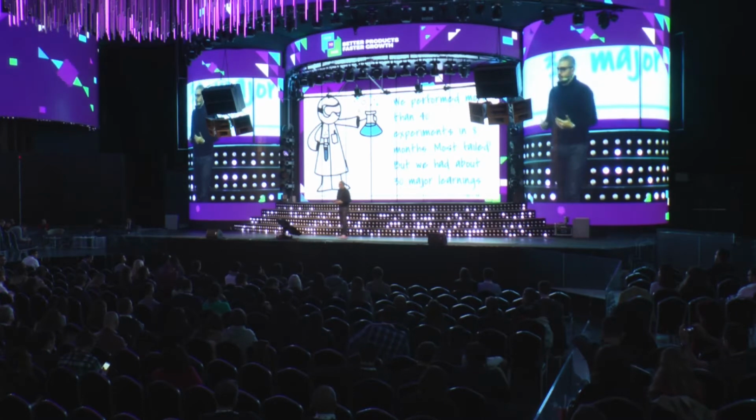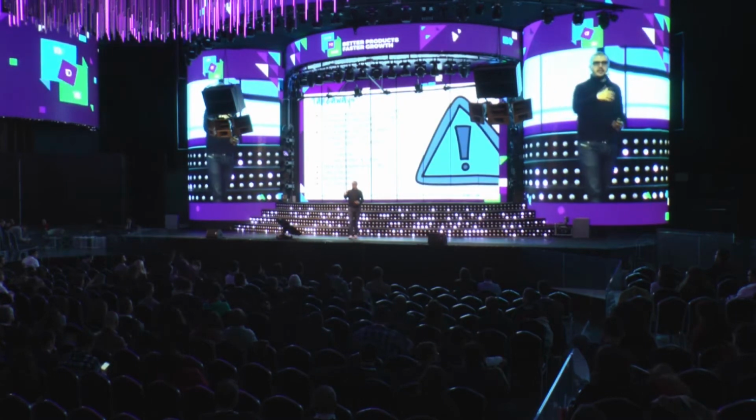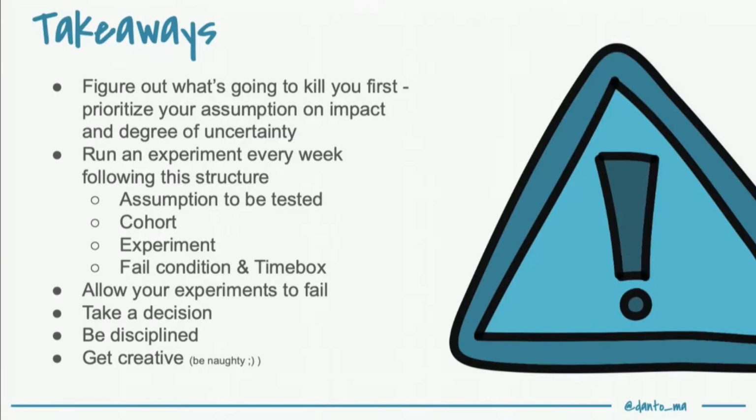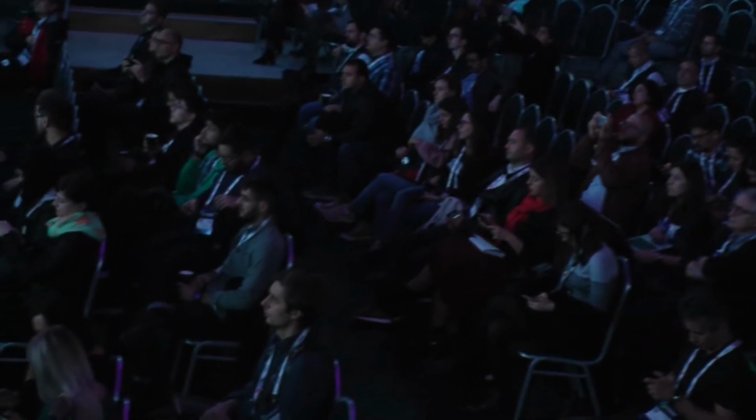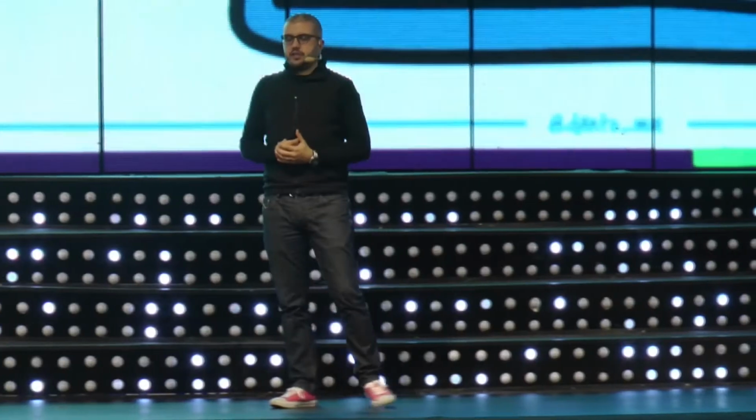So what we've learned in that, and these are basically the takeaways on how to run experiments in your own company. First of all, you need to figure out what's going to kill you first. So you need to figure out what's the most critical assumption in your business. Every single business model has one critical assumption. In our case, towards our last experiments, our critical assumption was that people want to use our service more than once. Not just pay one bill, but be a returning customer, so to have retention there.